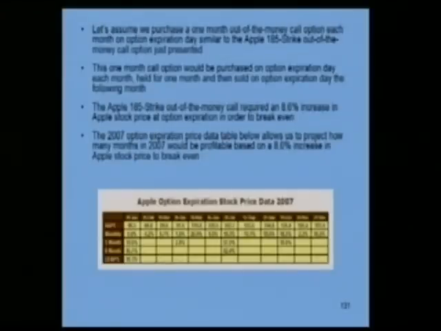So now let's assume that we purchase an out of the money call similar to the one I just showed you each month on option expiration day. In other words, at February option expiration, we would buy the 1 month March option. And at March option expiration, we buy the 1 month April call. So if you did that for a year, and it was similar to the one we just showed you, by looking at this 1 month price change, we can estimate how many of those trades would be profitable based on an 8.6% increase in price to break even.